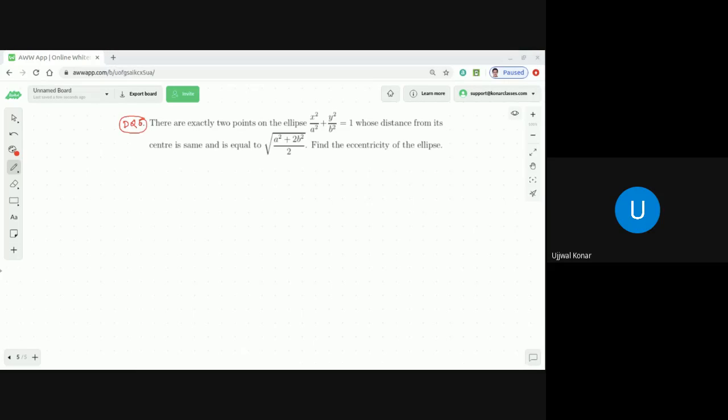If someone of you already found it out, I am interested to know the value of it. Sir, 1 by root 2. Fantastic. Yes, sir. One minute. Okay, great. It is 1 by root 2 indeed. Okay, so let me share the solution with you.